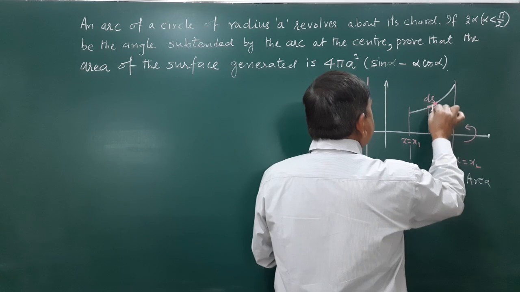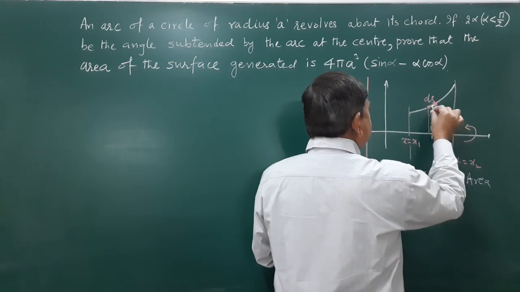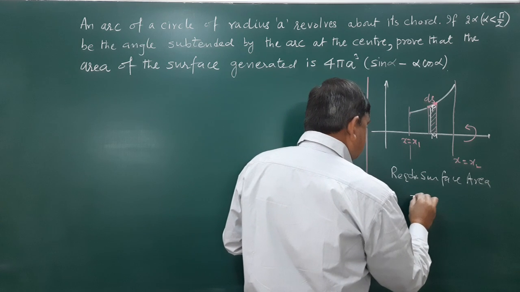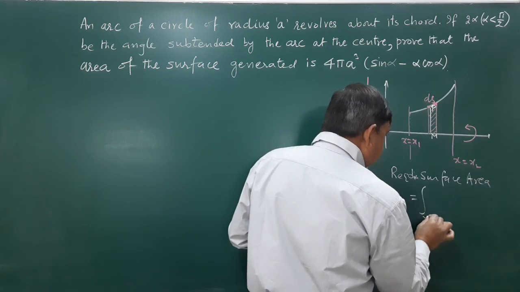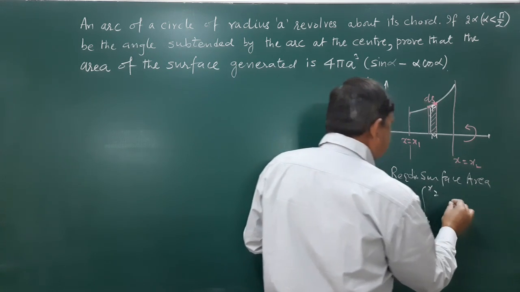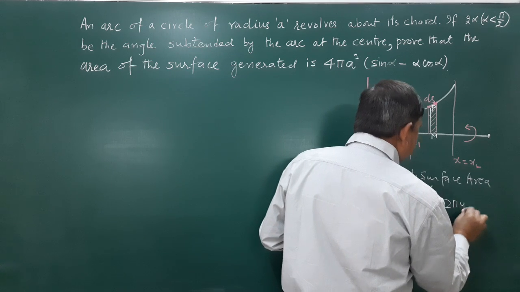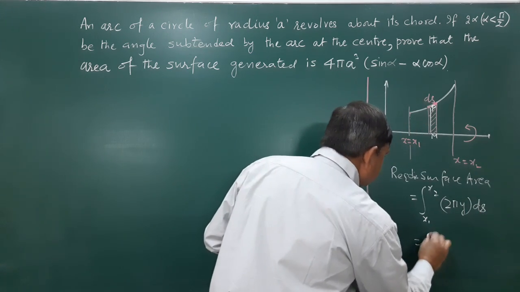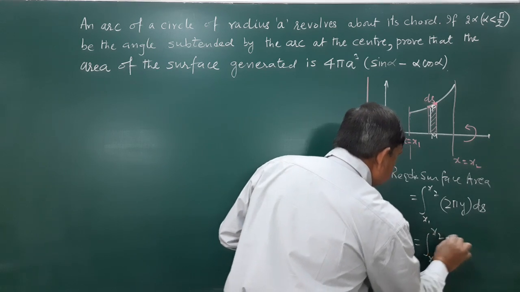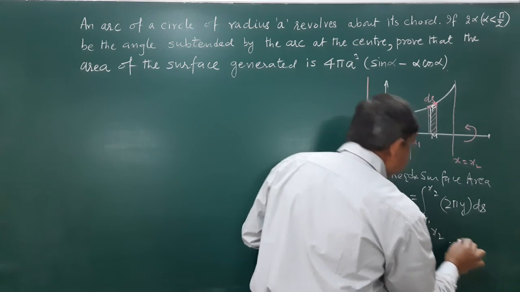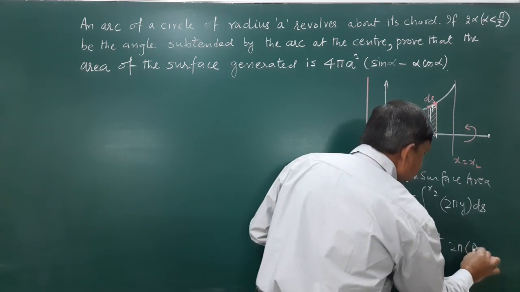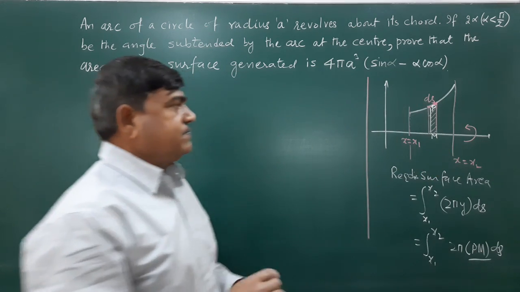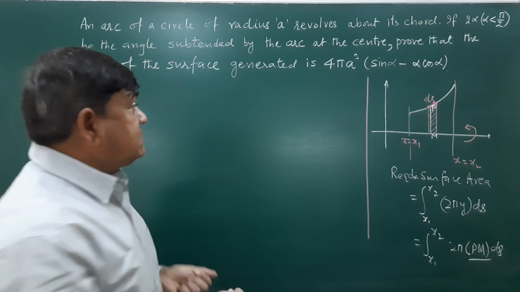but suppose this point is P and here it is M, so this is the perpendicular. So it is integration from x1 to x2 of 2 pi y ds, and you remember y means this perpendicular length, so it is PM. That is this one.